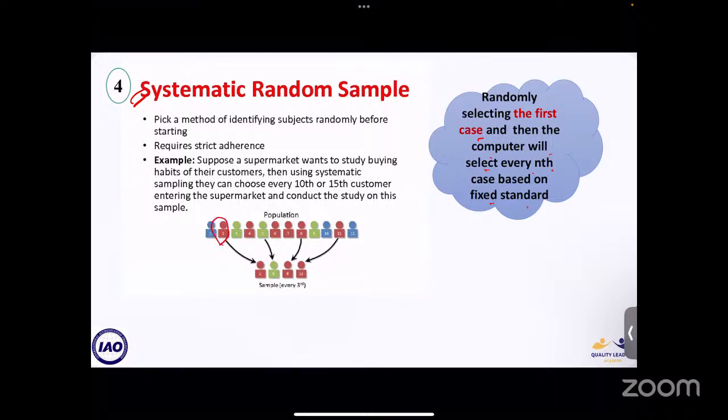here is our sample, number 2. The system will skip 2 cases, so 1, 2, and select the third. We will select the third, which is the 5th. And then 2 cases will be skipped, and it selects the third again, skips another 2, and you choose the third number. So this is a sample of every third.